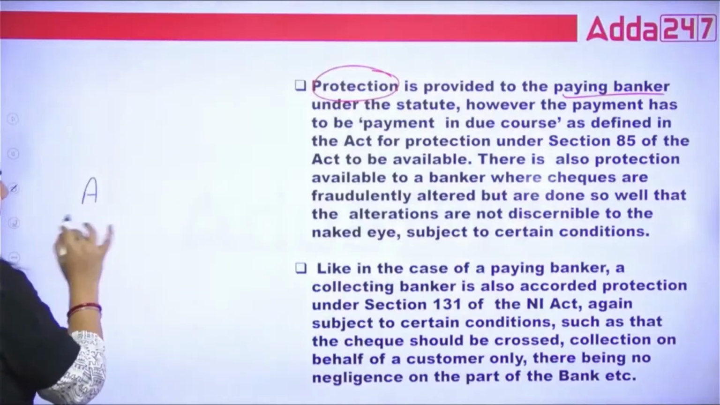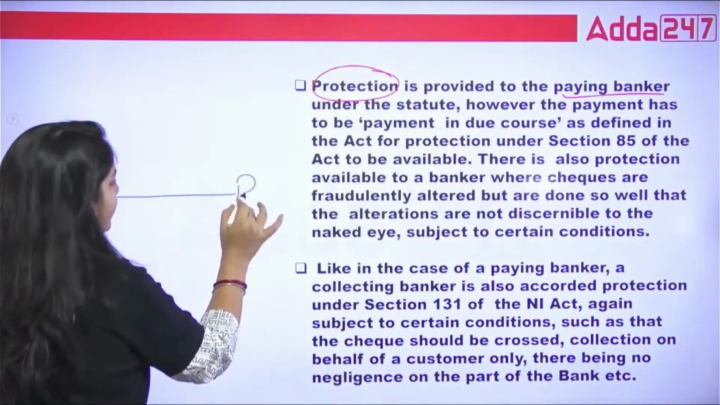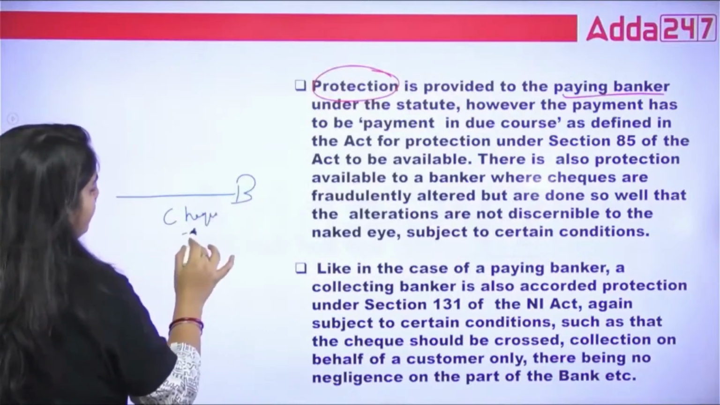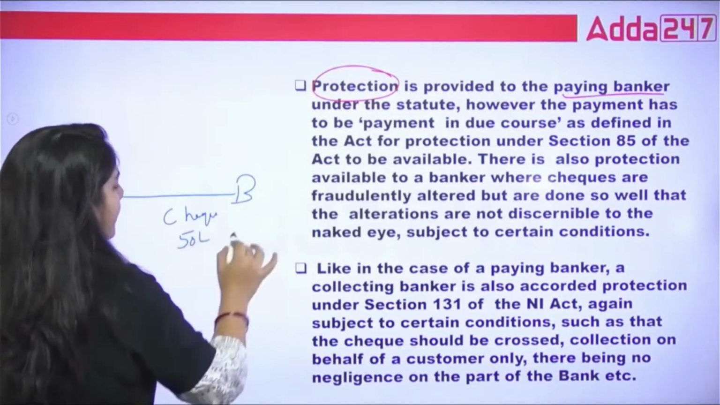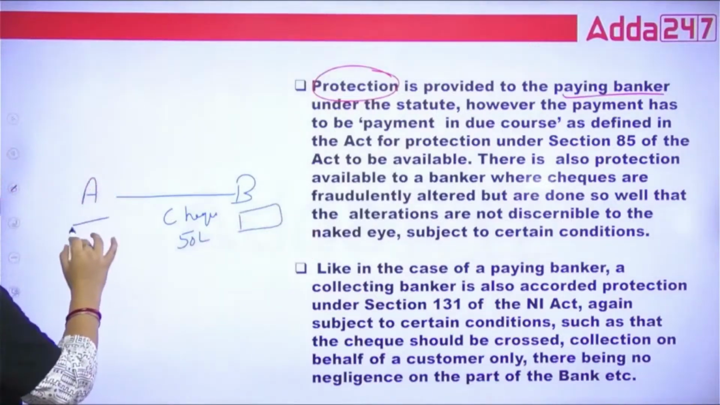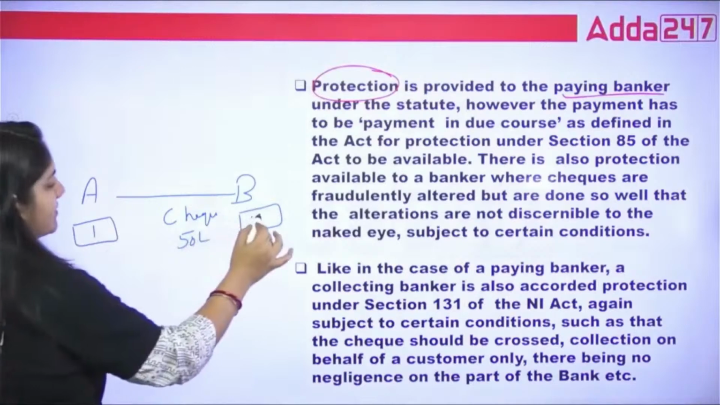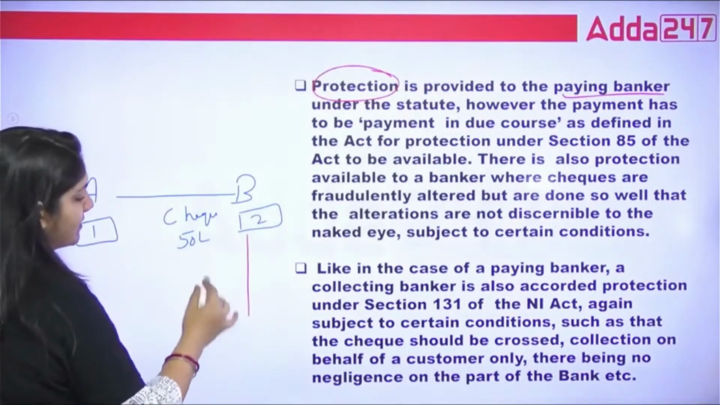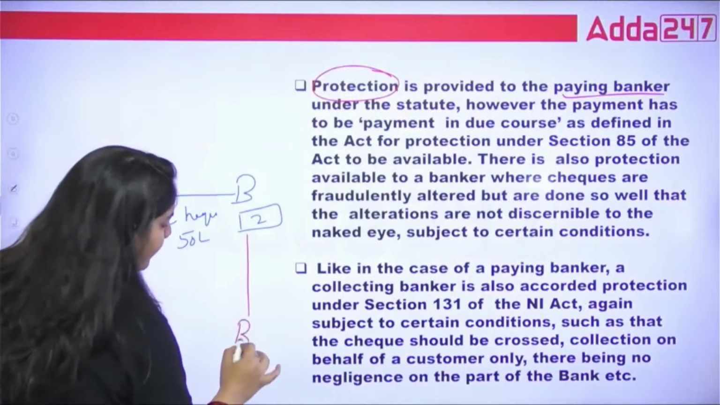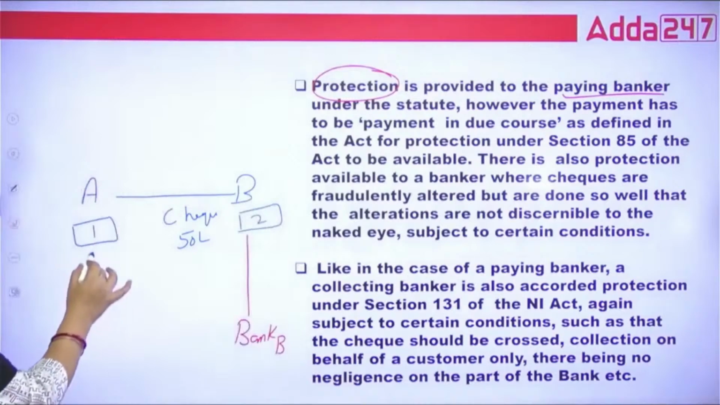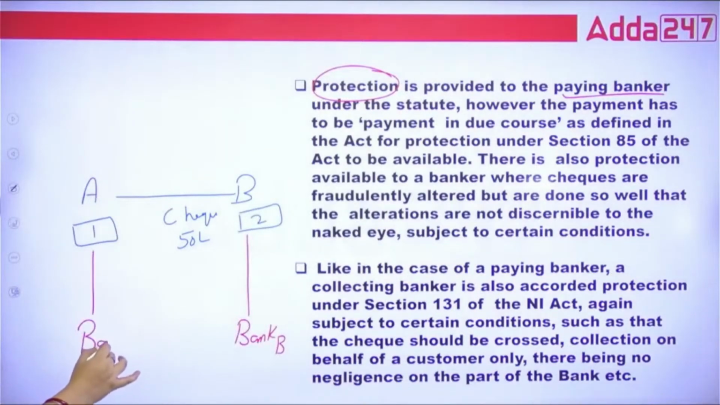Person A has given a check to person B. Suppose it is a check of 50 lakh. So now the check is in the hand of B. This is check number 1. Now what will person B do? Person B will deposit the check in the bank. This is bank B, the bank of B, and this is bank A, the bank of A, right?